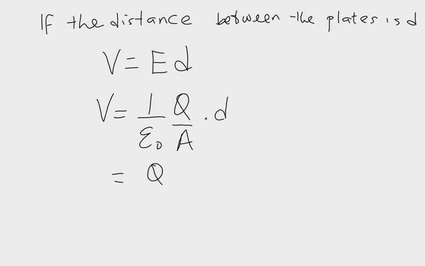And that will be QD over epsilon naught A. Take note of that. Now, how do you get that? You know that this D is still this D, no more things. But E is this, and then you get that.